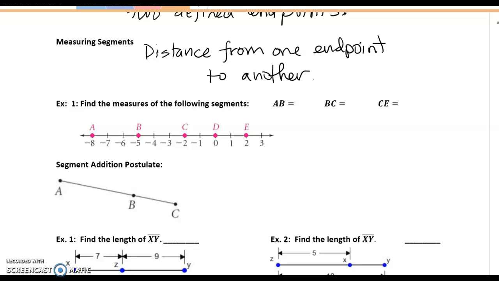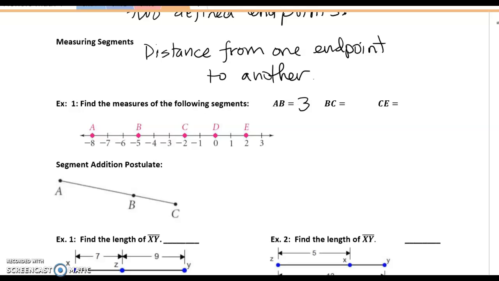For example, looking at trying to find the length or measurement of segment AB. From A to B, we see that A is on -8 and B is on -5. But again, we're trying to find the distance or the length between those two points. So if we count 1, 2, 3, so 3 spaces away, the length of AB is 3.